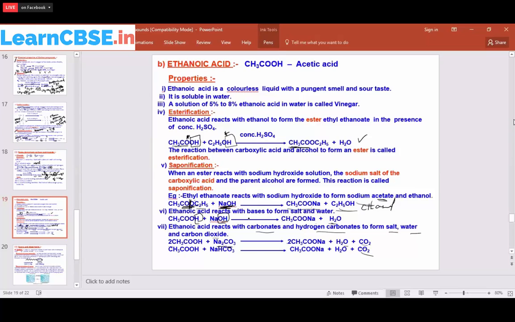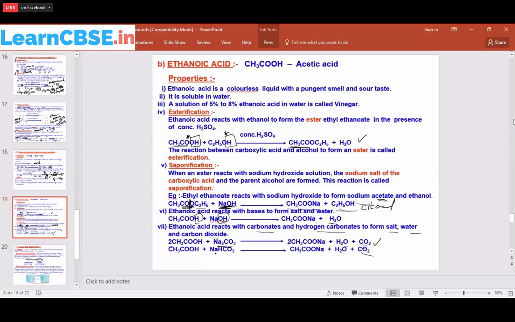The difference between NaOH and Na2CO3 is that with NaOH we get only the water molecule, but in the carbonate reaction, apart from the water, we get one more product, the gas CO2. So in this reaction we will see bubbles. The bubbles indicate that carbon dioxide gas is released from the reaction.